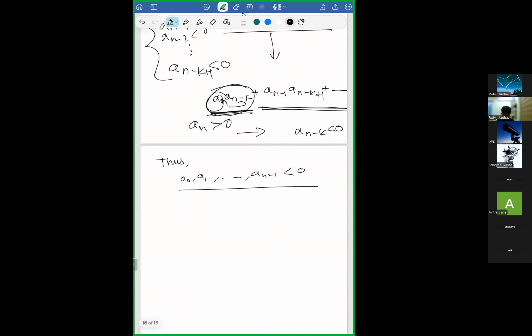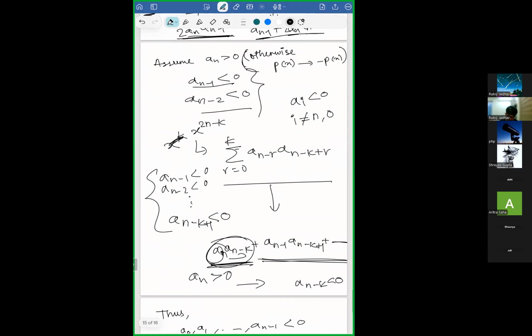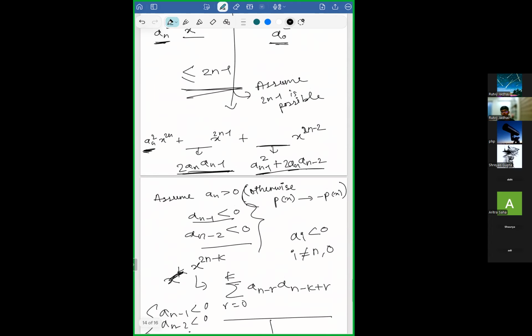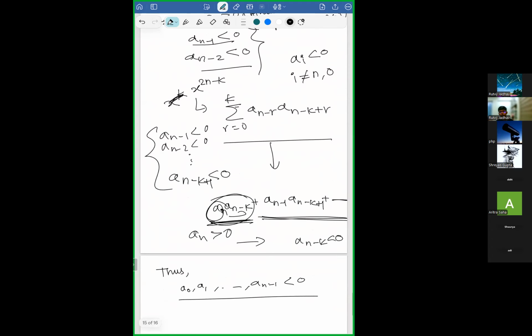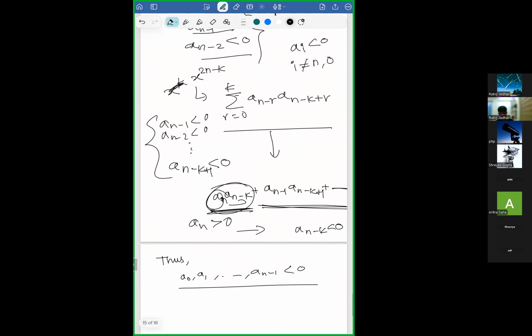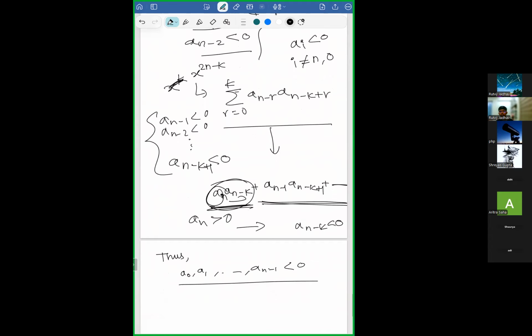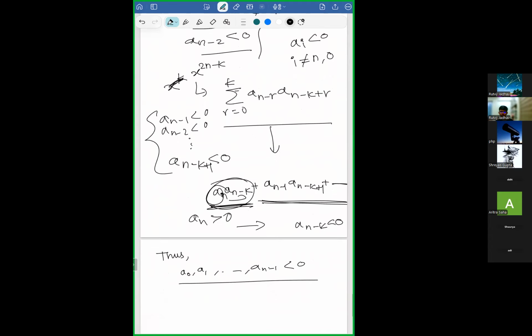Now, what do we do ahead? Can we somehow get a contradiction here? We assumed a naught greater than zero, but we somehow proved a naught is less than zero. No, we did not have a naught greater than zero. We had that a naught square is greater than zero, basically the constant term after squaring the polynomial. We had assumed that an is greater than zero because we could flip from p to minus p. So we don't have that a naught is greater than zero.